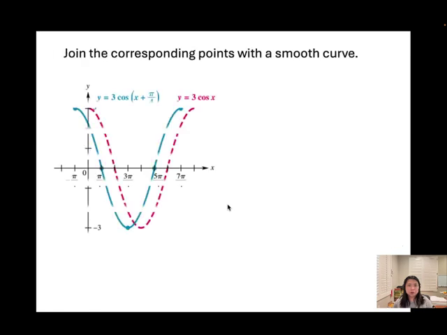Okay, we're going to compare these 2 graphs here. This is the g of x, y equal to 3 cosine x. And this is the one we need to graph for the f of x. You could see all those points are shifted to the left, pi over 4 unit.